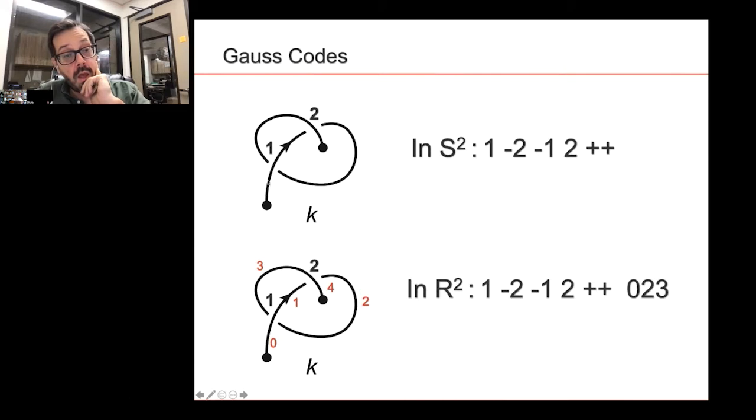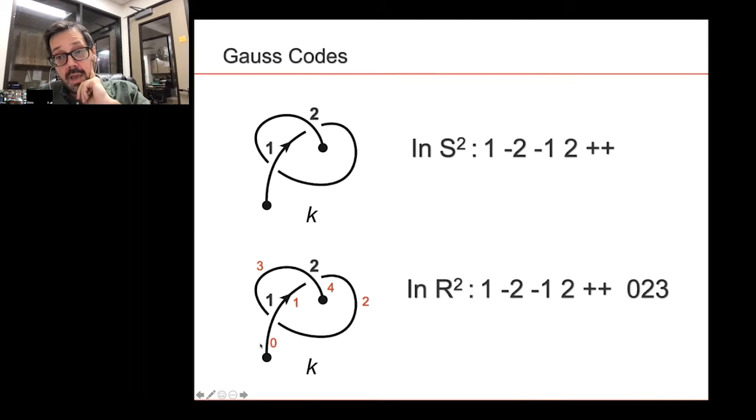So we move around the diagram again, and we see that we cross crossing number 1 from right to left. So we note a plus here, which corresponds to the first crossing. And then we do the same again here, and we see that we go from right to left again, so this is another plus. So we have 1 minus 2 minus 1, 2, so we have the information of the over-under and the parity of the sign of the crossings. Okay, so this is for the sphere.